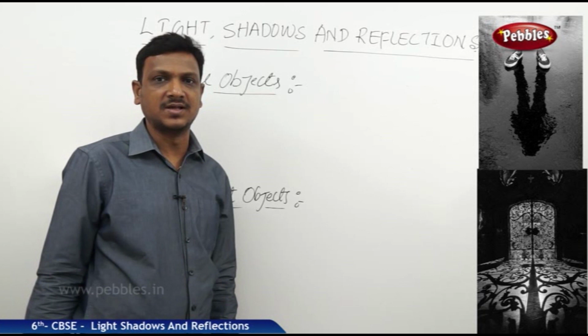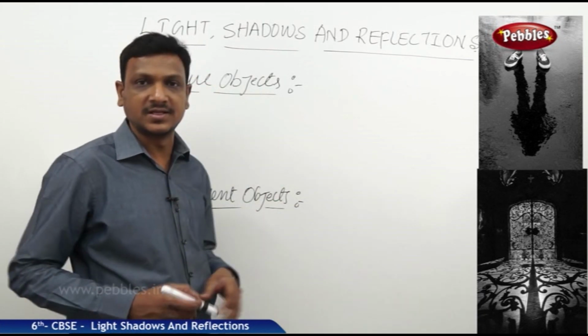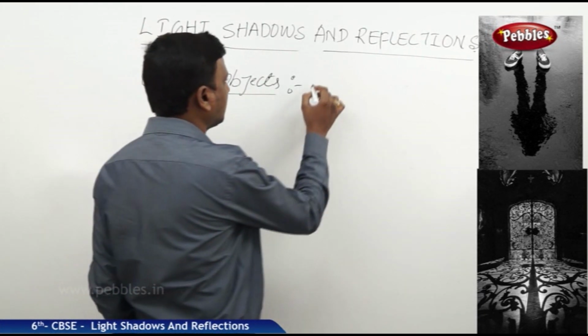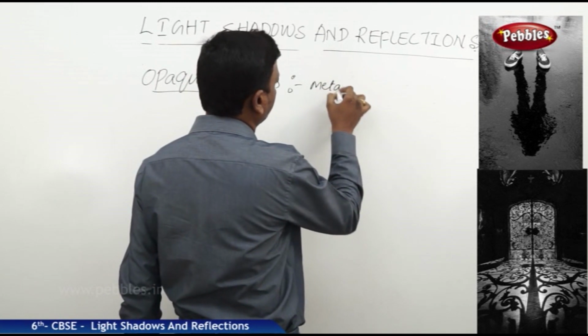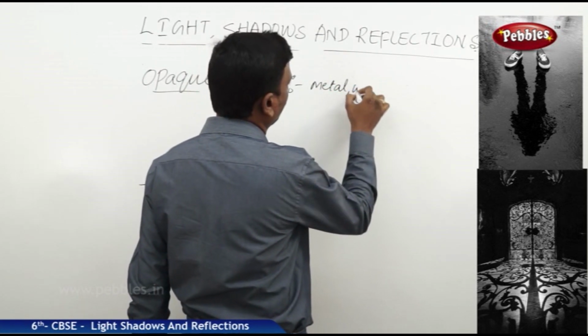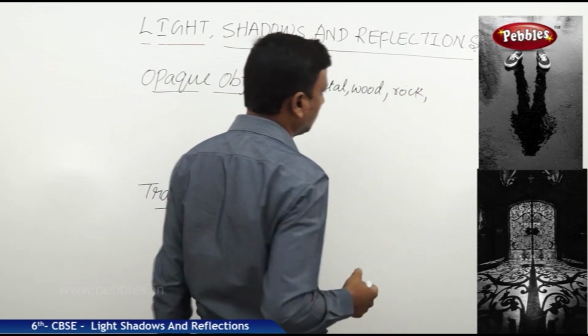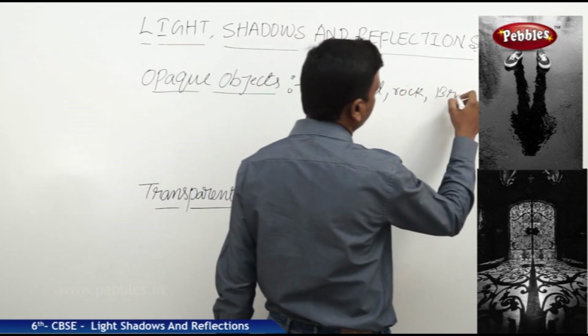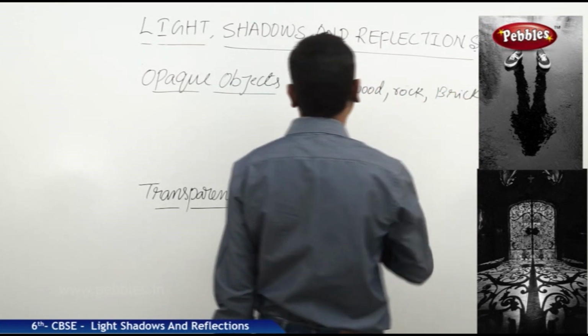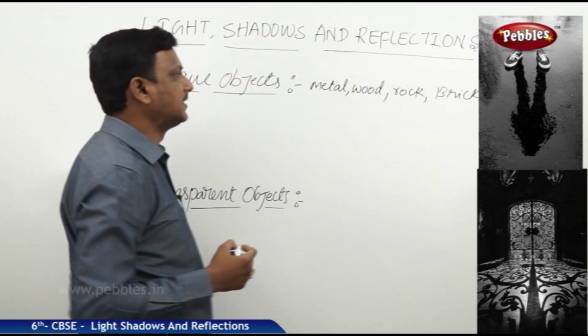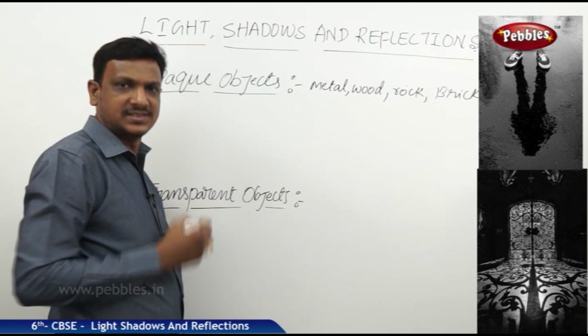Now let us see some examples of opaque objects and transparent objects. So we can see that any metals, or wood, rock, brick are opaque. Likewise we can make a total list.